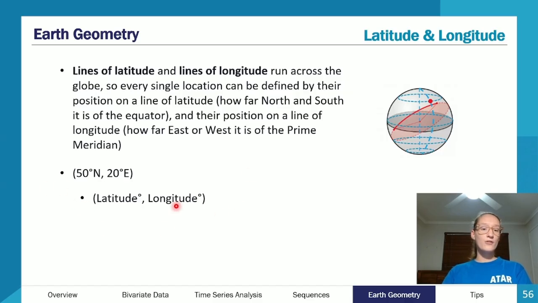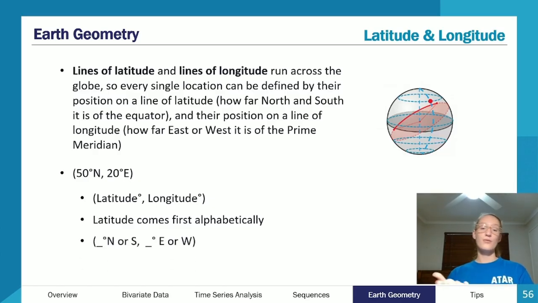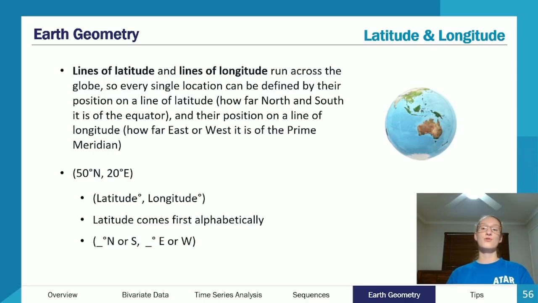How I remember the order of this is I think that latitude comes first in alphabetical order. So I remember that latitude goes before longitude. So that's how I remember it, and also that latitude comes first alphabetically, which is what I just covered. So again, degrees north or south, degrees east or west. And there's just a picture of the globe to illustrate that.